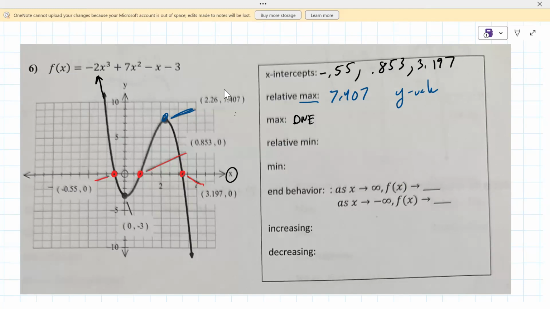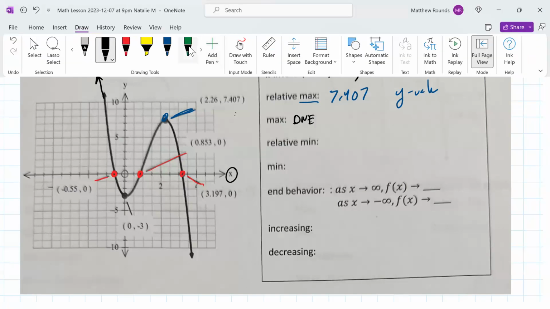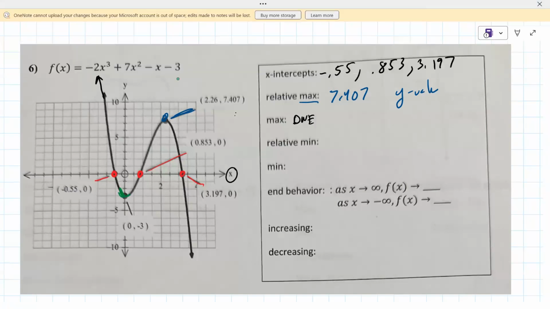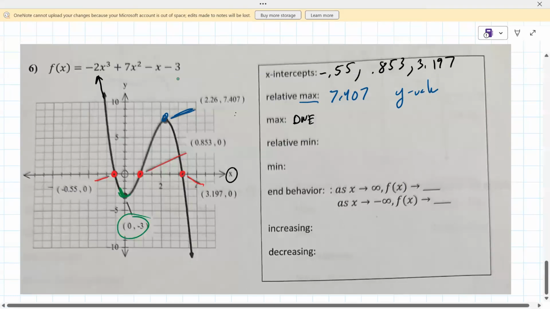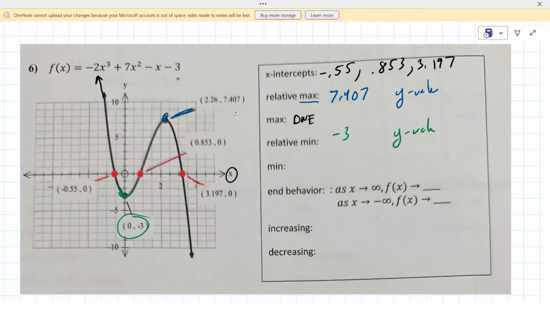Now the relative min, that's this point here. It's the y value again. It's -3. It's lower than everything else around it. All right. Now the min does not exist because this goes down forever. There is no min.